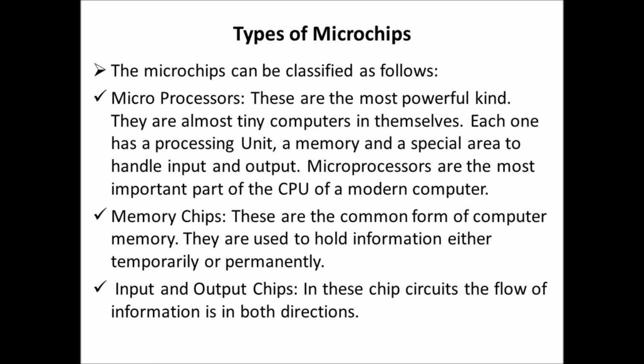Second one, memory chips. These are the common form of computer memory. They are used to hold information either temporarily or permanently. Third one, input and output chips. In these chip circuits, the flow of information is in both directions.